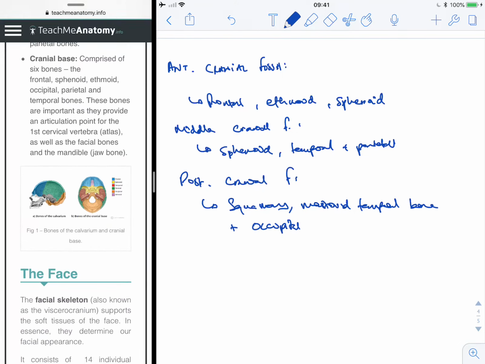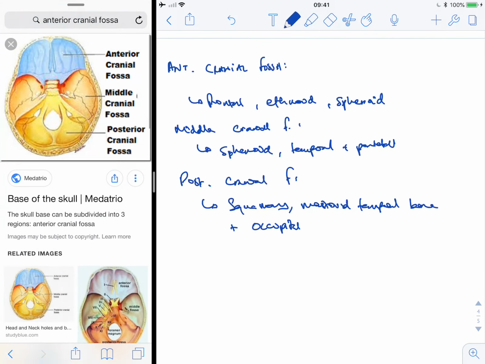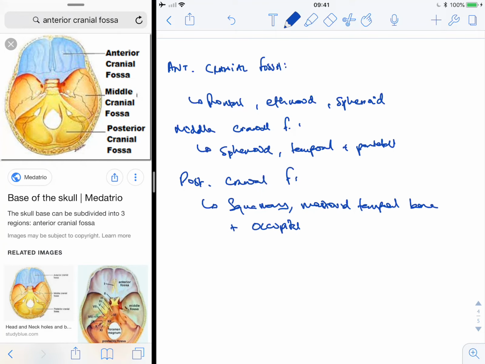At the back, have I got that right? At the back you have your posterior, because obviously they're concave. Yes, there you go, that makes sense now. That's a nice picture.